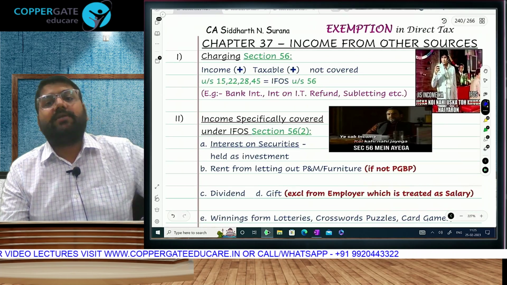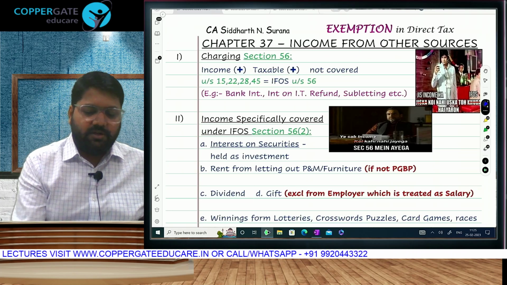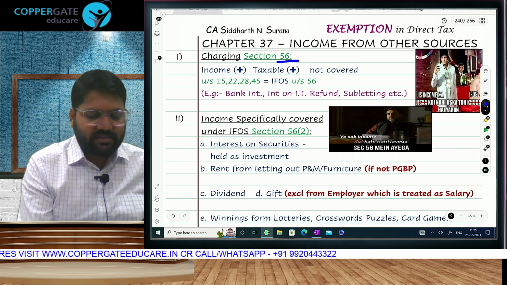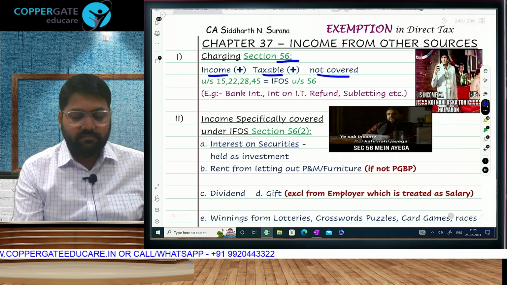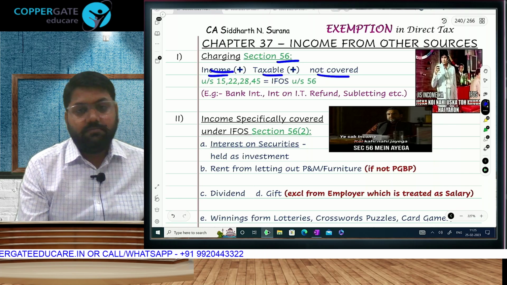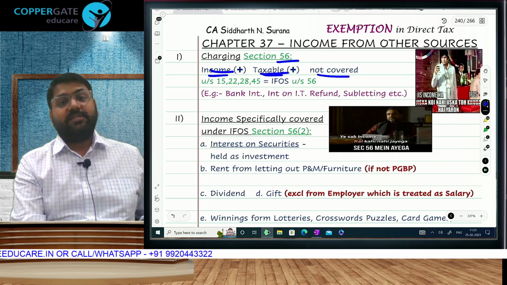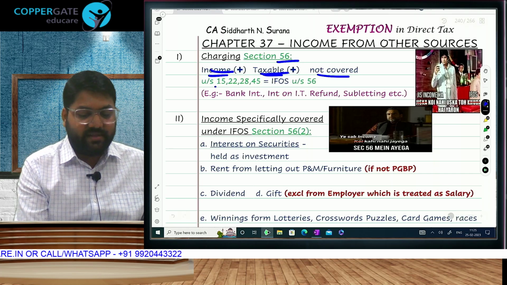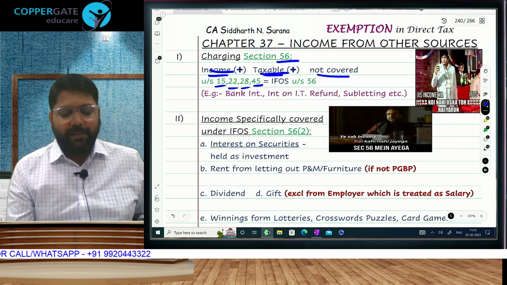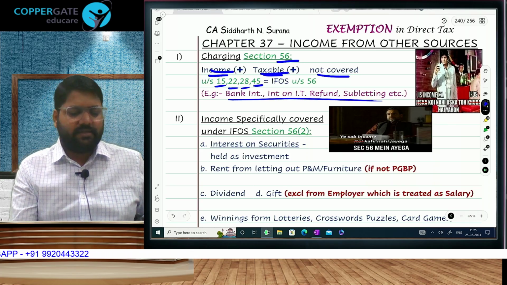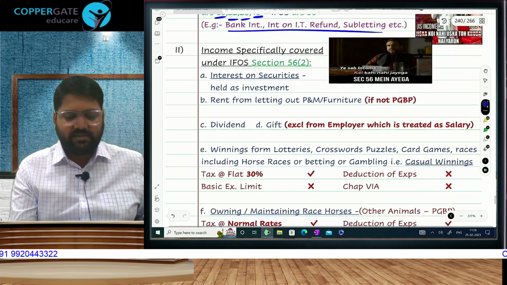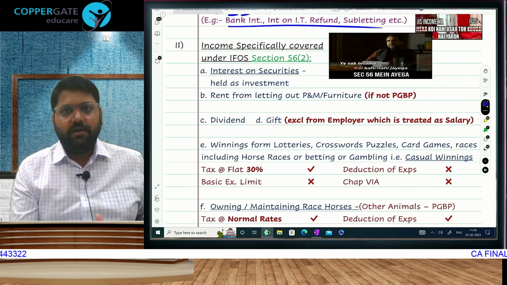Moving on to the last head of income, income from other sources, charging section 56. If there is income which is taxable and not covered anywhere else, because this is income tax, and taxable means it's not covered in exempt income and not covered in salary, house property, PGBP or capital gain, then it is going to be IFOS. Like these incomes, they are going to be treated as income from other sources. However, some incomes will be specifically covered under income from other sources.